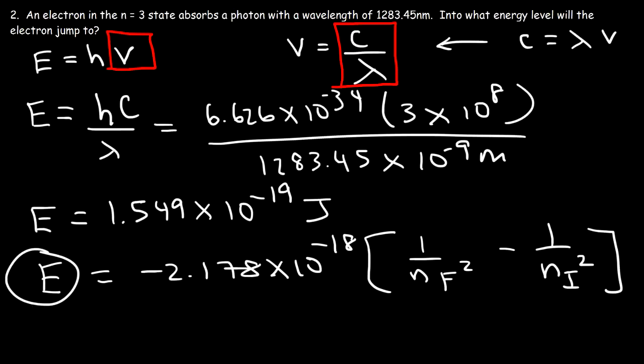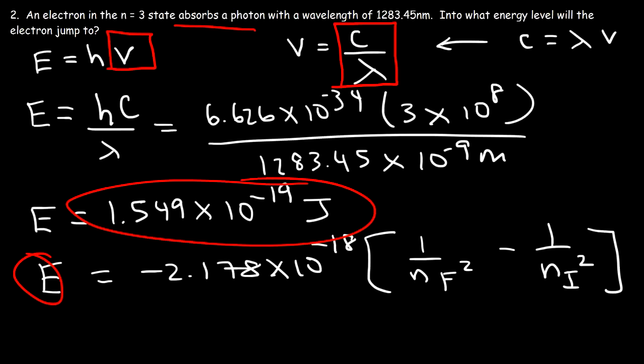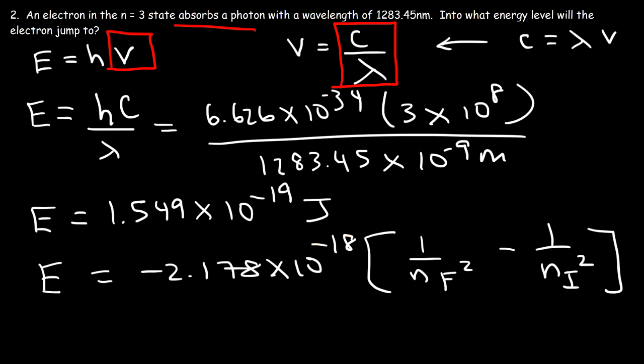Now, what we need to determine is, is the energy positive or negative? Because if you get this wrong, it can mess up the entire problem. So our key expression is absorbs. The electron absorbs a photon. So it's absorbing energy, which means the energy of the electron is increasing. So E is positive.